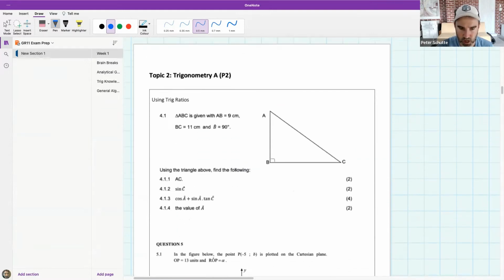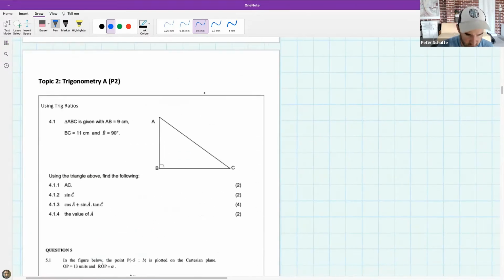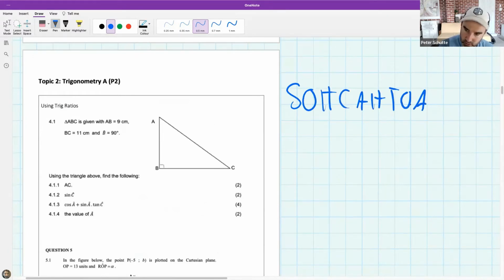What I want to do now is start with a trig question. This is a typical trig question from an exam. You can see it's worth 10 marks. The only thing you need to bear in mind is SOH CAH TOA. I want everyone to try and do this. Let's try and do this bit first.